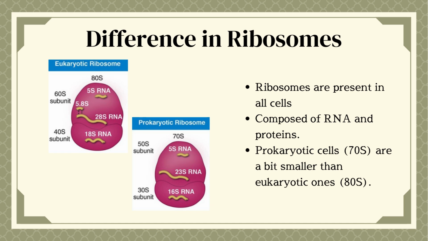Next will be the difference in ribosomes. The ribosomes are present in all cells, composed of RNA and proteins. However, the difference is that the ribosomes in prokaryotic cells are smaller than the eukaryotic ones.